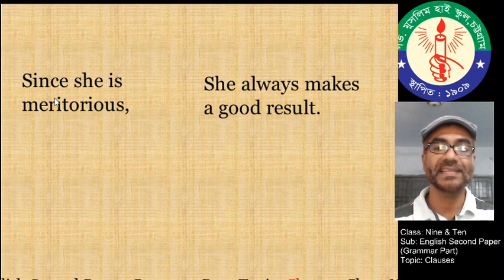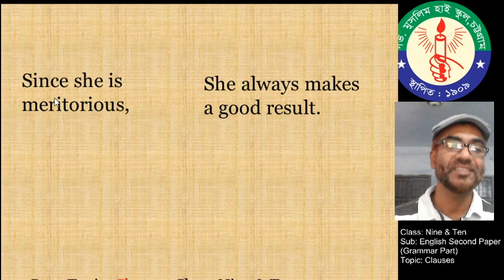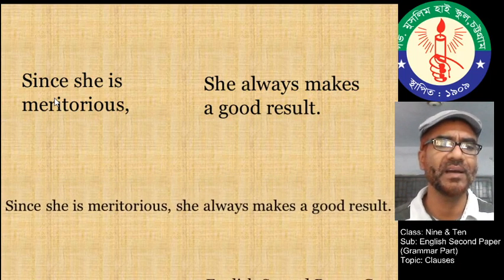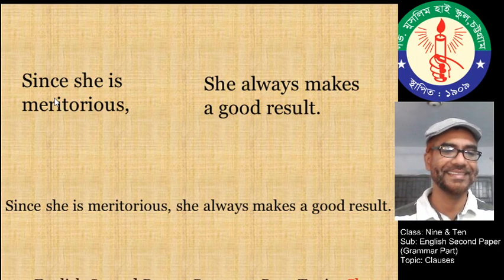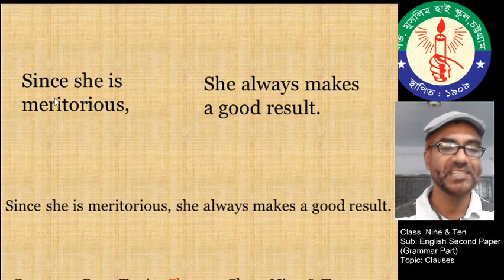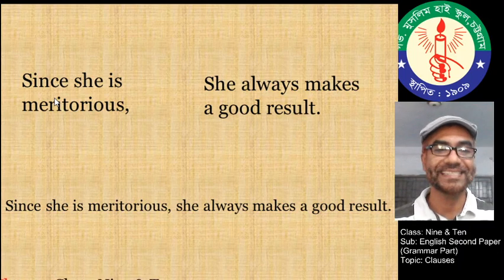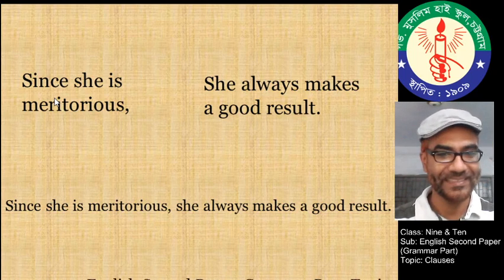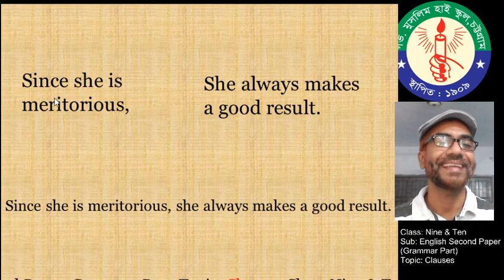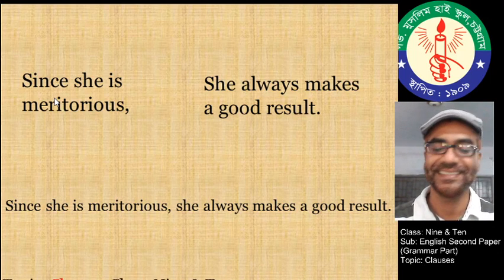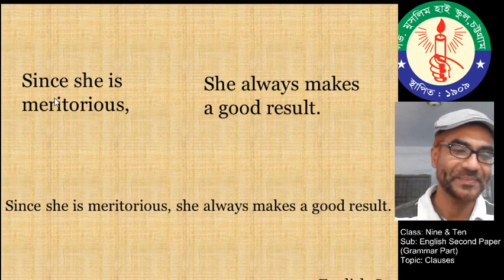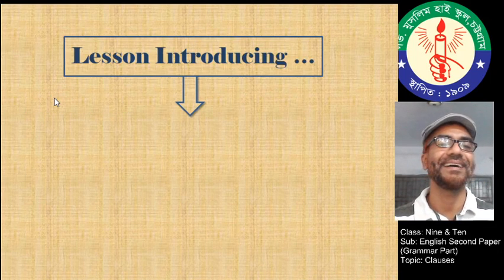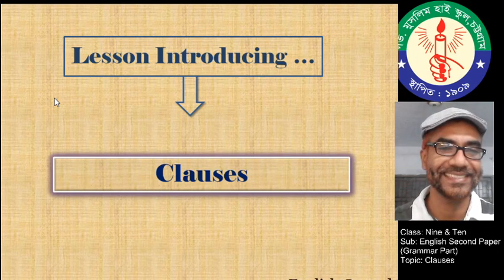She always makes a good result. Since she is meritorious, she always makes a good result. Then I think it can be a good sentence. Now it's a sentence, and this sentence has two parts, I think. Now can you guess what we are going to learn today? There are lots of things waiting for you. So today you're going to learn clauses.